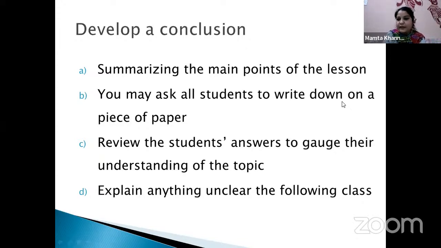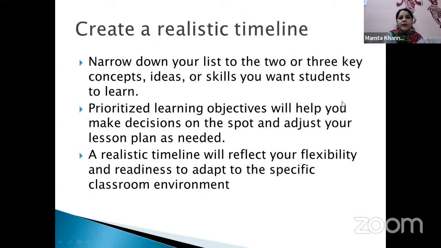Now explain anything unclear the following class. So after reviewing the answers of your student, you need to understand and check what is not clear. And in the next class, you need to take this forward. You need to clear this misunderstanding of the student, or you need to cover the topic which was unclear in the previous class. Now create a realistic timeline.